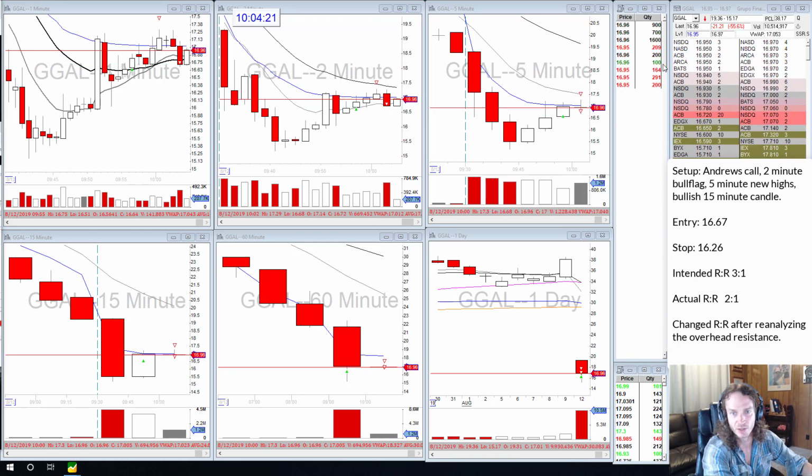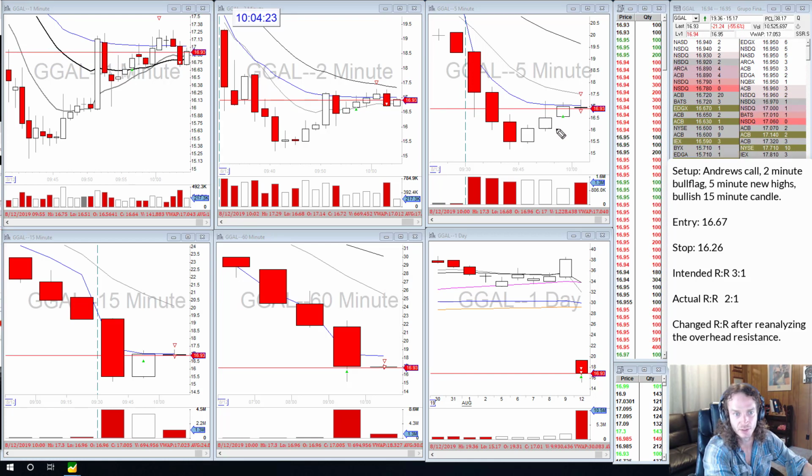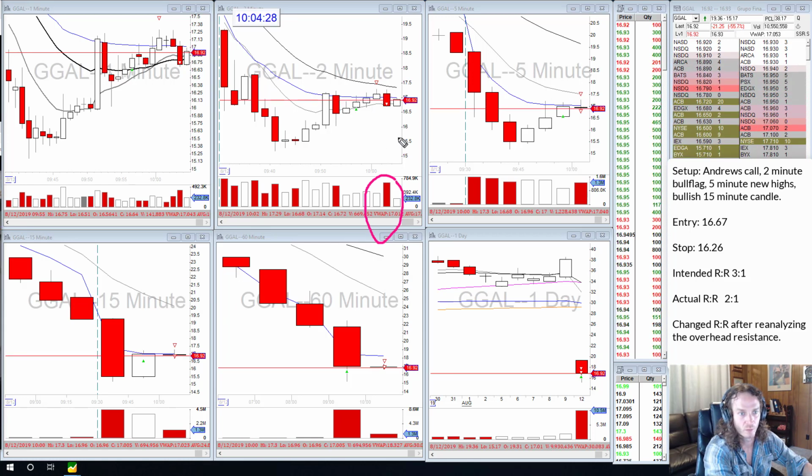Wow, look at that huge jump. All right, that's interesting. Someone trying to hold. You have this big volume, wasn't able to push it down. Then there were buyers.